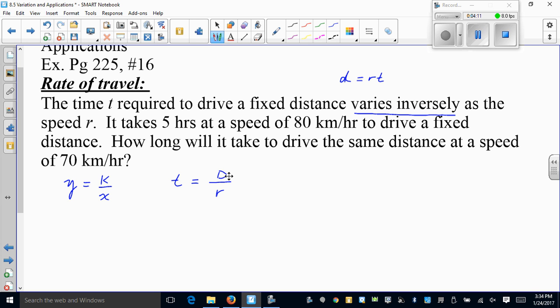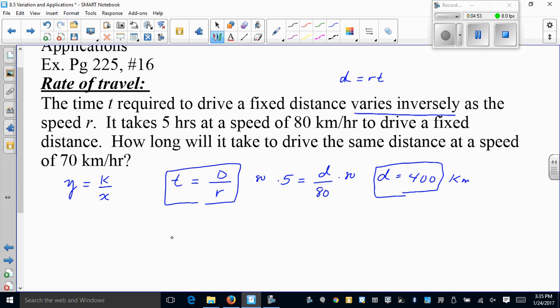So now we have all this, we can plug everything in. It takes 5 hours, so 5 equals, by the way, yes, this is the first thing I'll be looking for, the distance we don't know over the rate of 80 kilometers per hour. So d is equal to, multiply both sides by 80, and we get the distance is 400. 400 what? 400 kilometers. Okay, so there's your d value.